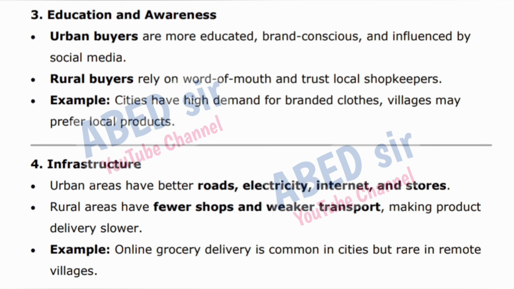4. Infrastructure. Urban areas have better roads, electricity, internet, and stores. Rural areas have fewer shops and weaker transport, making product delivery slower. Example, online grocery delivery is common in cities but rare in remote villages.